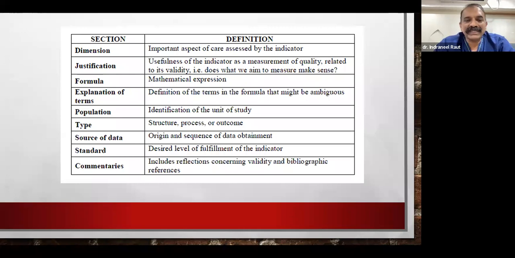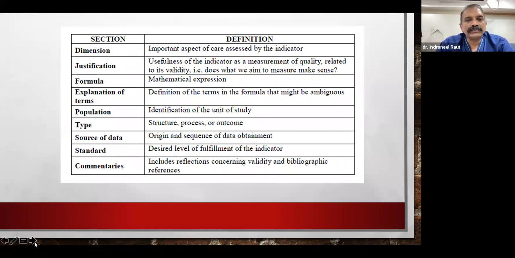So explanation of the terms: you have to define or simplify the terms for the people who are utilizing this. Then you have to identify the population, whether you are doing the mortality rate in the surgical ICU, in the medical ICU, or any other clinical area. What is the source of your data? It's human, or it's the HIS system which is obtaining the data for you. So that is the source of data. And then the standardization. So you're analyzing your data at the end of the time frame, maybe a month, six months, or yearly. And then you're comparing your data or the analysis with the international or national benchmarks.